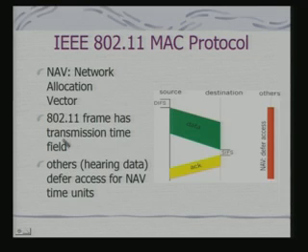An 802.11 frame has a transmission time field. So, there is a specific transmission time field, and others, on hearing the data, defer access for NAV time units. They defer access for NAV time units.